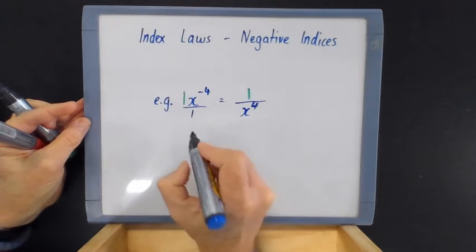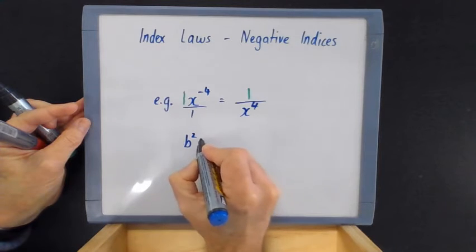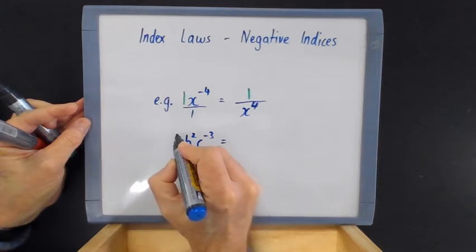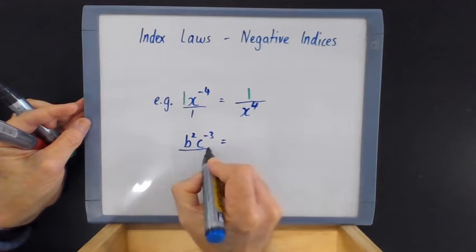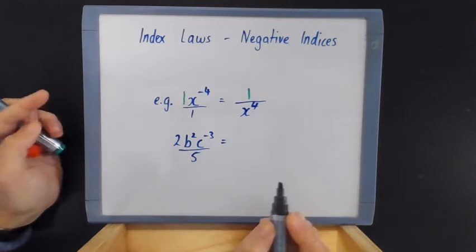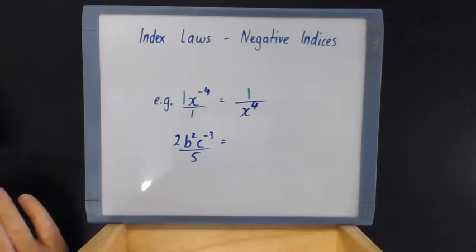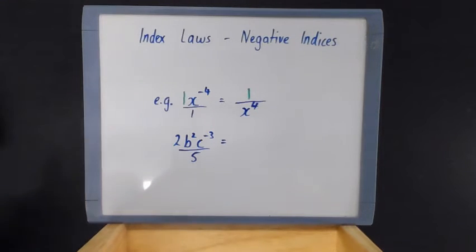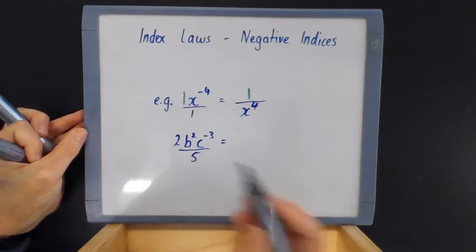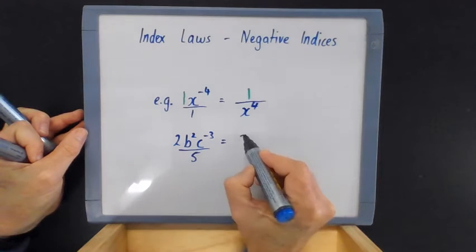Let's look at another example. B squared c to the minus 3, and we'll put a bottom and a 2 on top. Now, not all the terms have indices. Not all the terms have negative indices. Let's deal with the ones that are one at a time. So we've got a 2. It's on top. It stays on top.